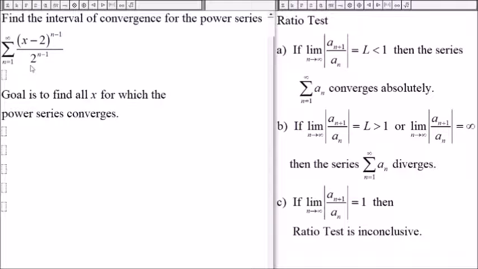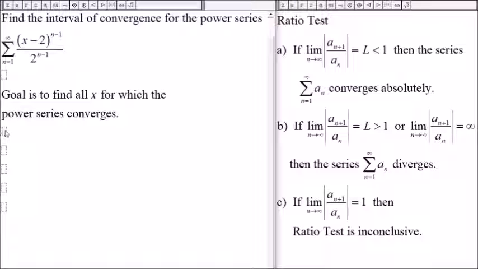Here we have the power series of (x minus 2) to the n minus 1 divided by 2 to the n minus 1, and we want to find the interval of convergence, meaning we want to find the set of x values for which this power series converges. And so again, we'll use the ratio test.